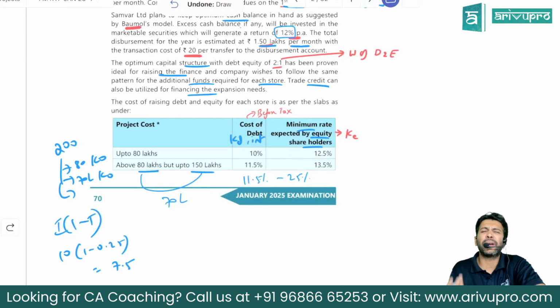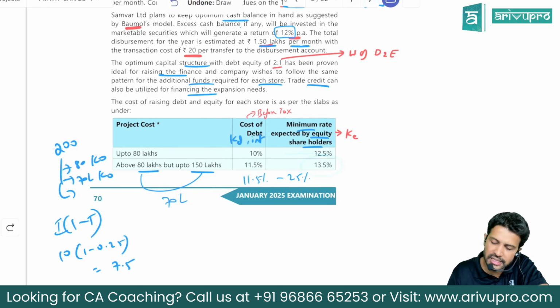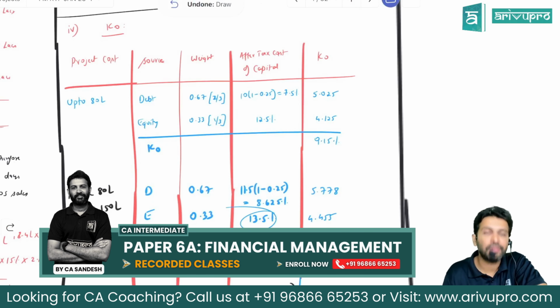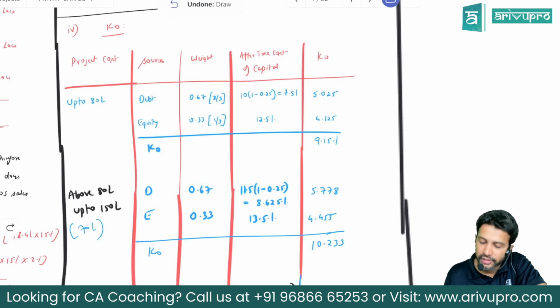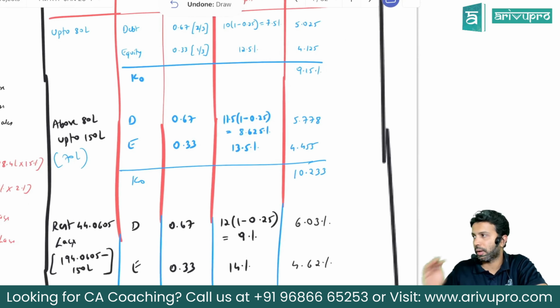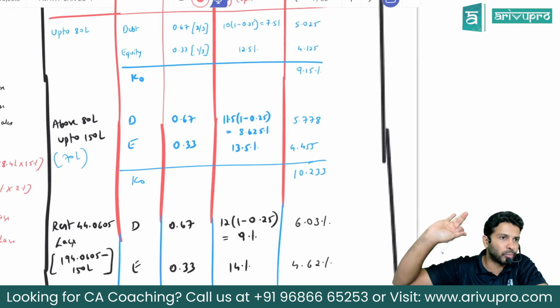Equity ka should we have to do any drama? No, because equity there is no tax benefit. So take the rate as it is, which is how much? 13.5. So this is the weight, this is the cost. So multiply, you will get this number. Similarly, multiplying these two, you will get equity ka number. Adding these two for the next 70 lakh, KO is how much, sir? 10.233%.